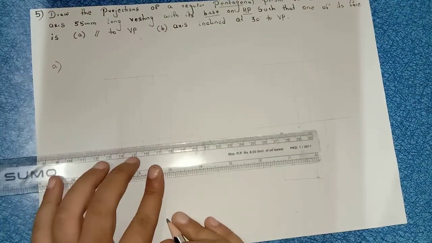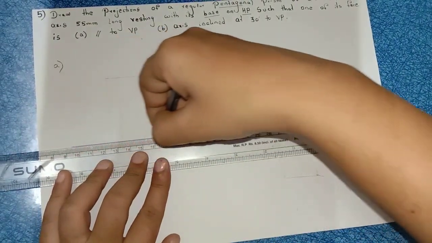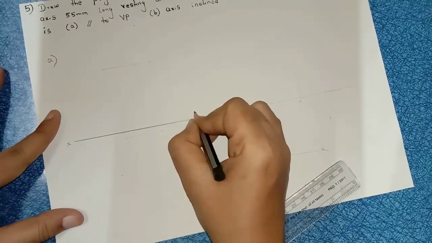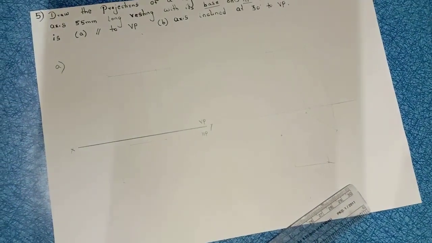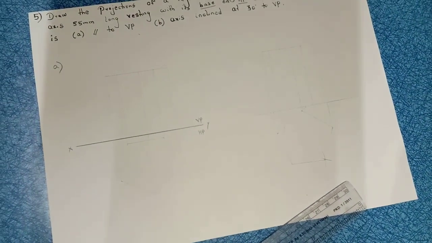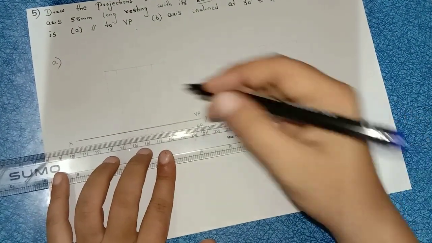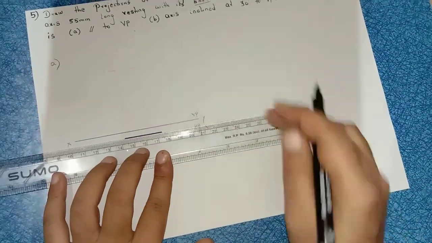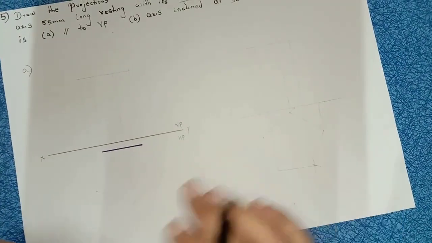First, here in this question they didn't mention any distances. So first construct the reference line of any length, name it as XY, vertical plane, and this is our horizontal plane. Now you should construct the pentagon such that the face is parallel to VP, right? So I'm leaving a 5 mm gap. I'm starting to draw the pentagon here. Length of the pentagon side is 30 mm, right?